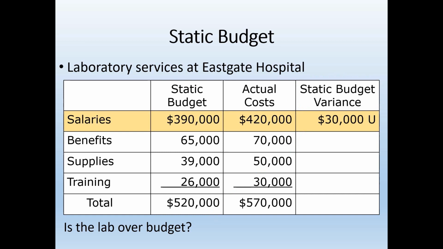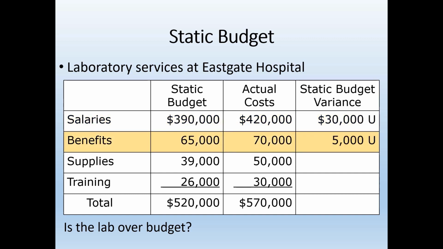The difference between the static budget amount and the actual costs for salaries is $30,000. But we don't use positive and negative numbers in budgeting. That would only cause problems. Instead, we mark this difference with a U for unfavorable. In other words, the cost for salaries was greater than what the static budget predicted. When costs are greater, they are unfavorable.